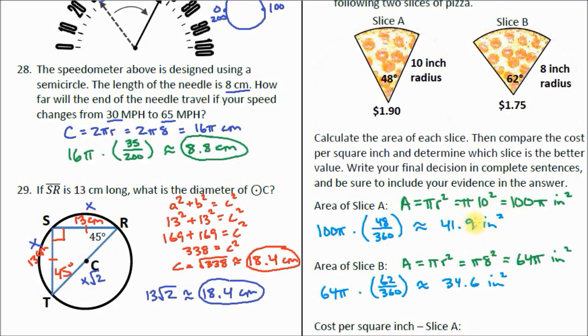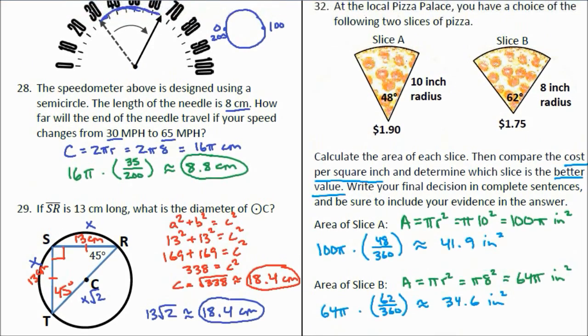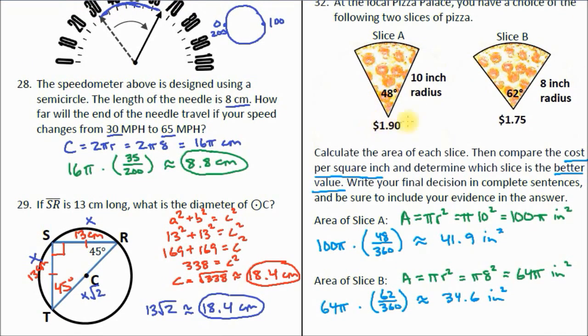So the first thing it told us to do was to find the area of each piece, and we just figured that out. This one's 41.9 inches squared, and slice B is 36.4 inches squared. Now it says, compare the cost per square inch and determine which slice is the better value.